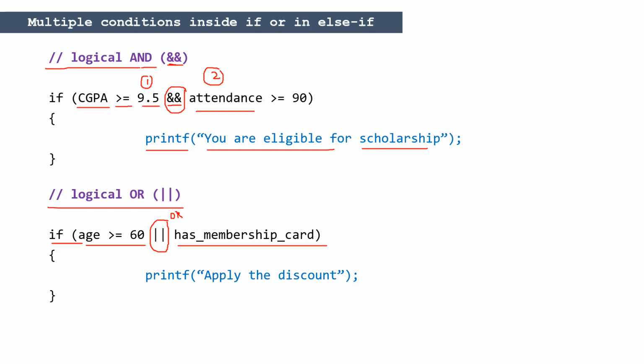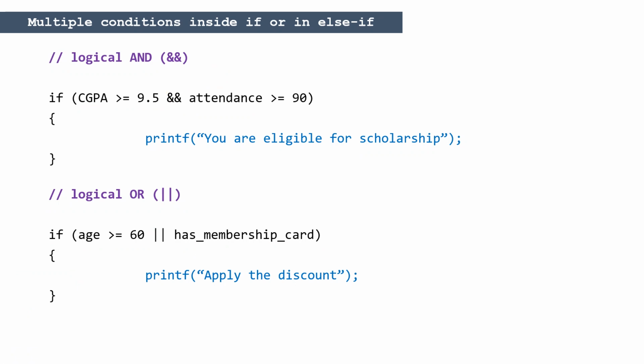If any of the conditions is true, it will enter here. So if the person's age is greater than or equal to 60 or the person has a membership card, then in both cases, if any of the conditions is true, it will enter inside this block and print apply the discount. So these are the two different examples for logical AND and logical OR.